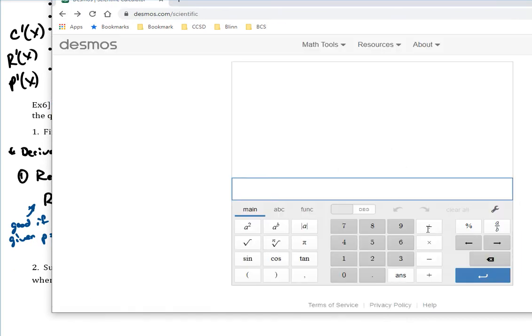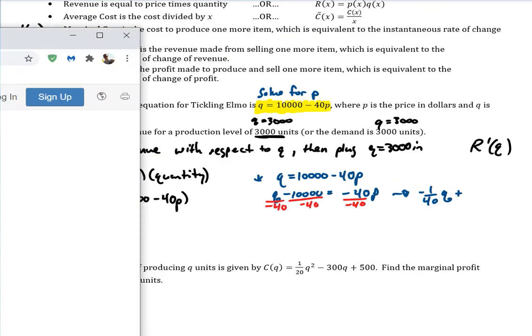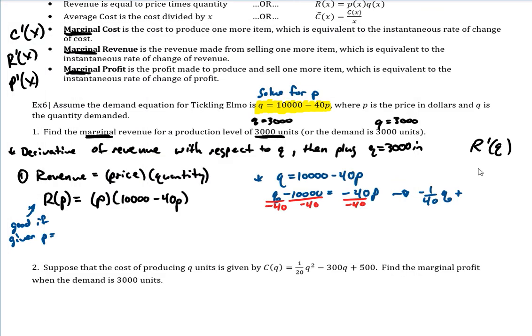That's the previous problem. Here's my scientific one. Okay, so 10,000 divided by 40 is 250. Okay, so it's just 250. Okay, so I have plus 250 is the P.